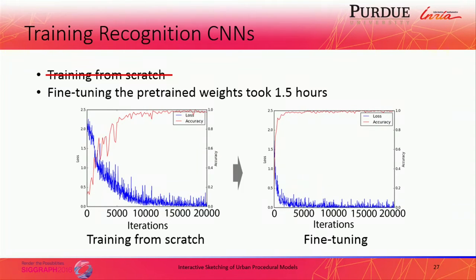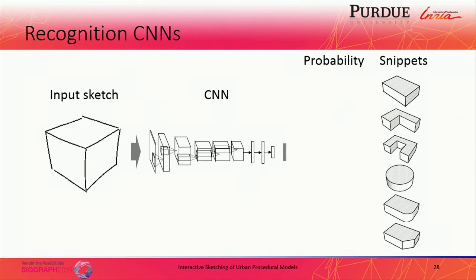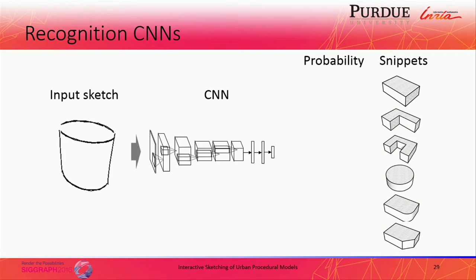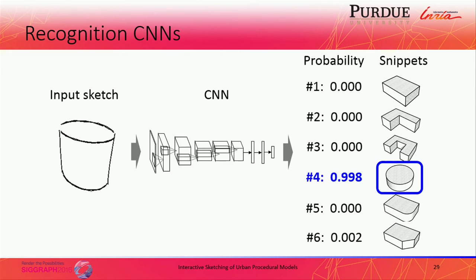After the 5,000 iterations of training, training from scratch achieves 78% accuracy, while fine-tuning achieves almost 100% accuracy. Here is an example of input sketch and output from this type of CNN. Given the user sketch on the left, the recognition CNN produces the probability distribution on the right. This example shows that the second snippet has the highest probability and is selected.